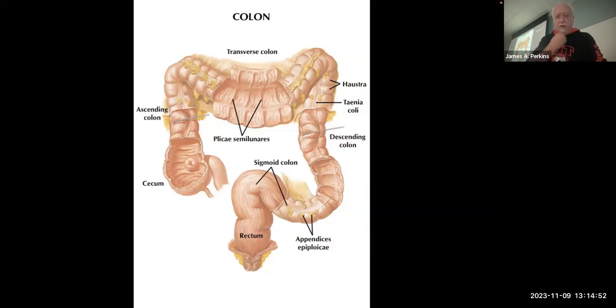Final structure that you'll see on the outside of the colon that you won't ever see on the small intestine, so they're fairly distinctive of the colon, are things called appendices epiploicae. Sometimes I think the book may use a slightly different term, like the epiploic appendages. They're basically little pouches of fat that hang off of the outer surface of the colon. People with more body fat are likely to have much larger appendices epiploicae, but even skinny cadavers will typically have some of them.